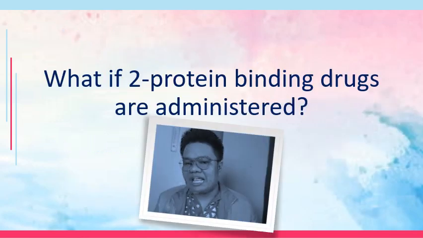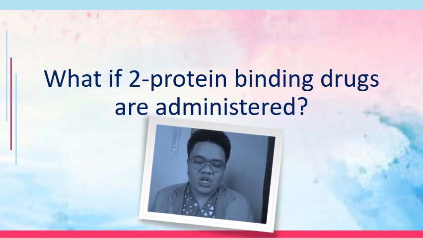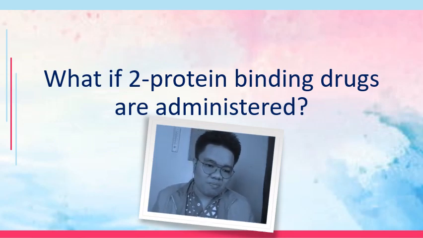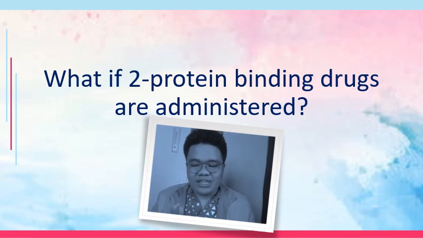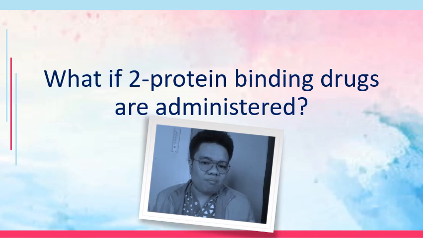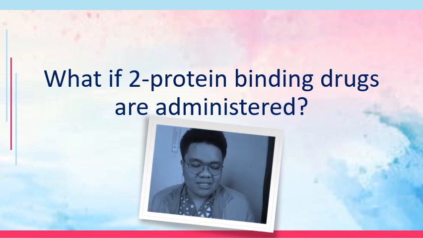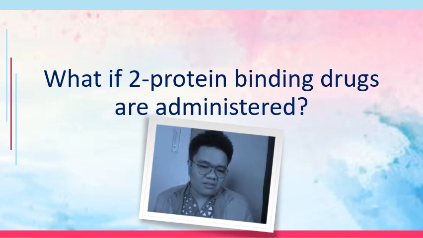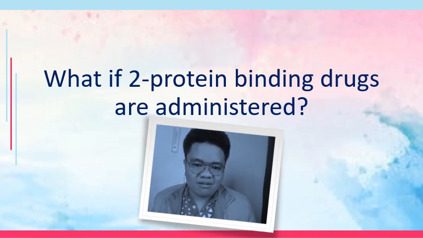Now let us answer this question. What if there are two protein binding drugs that are administered? Take note that the protein binding capacity of the drugs varies. What do you think will happen? These two drugs would compete for the binding sites. Drug A and drug B, for example, who are highly bound to protein, would compete on the binding sites.